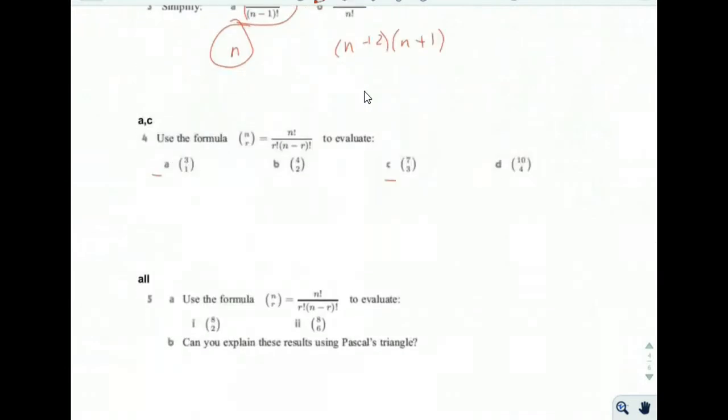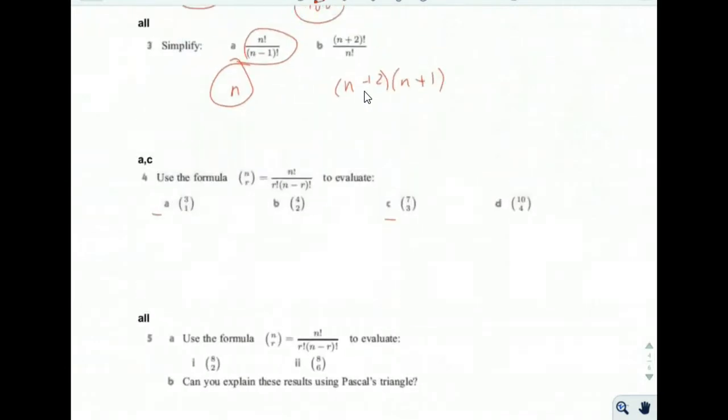4. We're going to do A and C only. Use the formula to evaluate. And so we'll just put 3 factorial over 1 factorial times 3 minus 1 factorial. And that's just 1. And this is equal to 2 factorial. 3 factorial divided by 2 factorial is just 3.